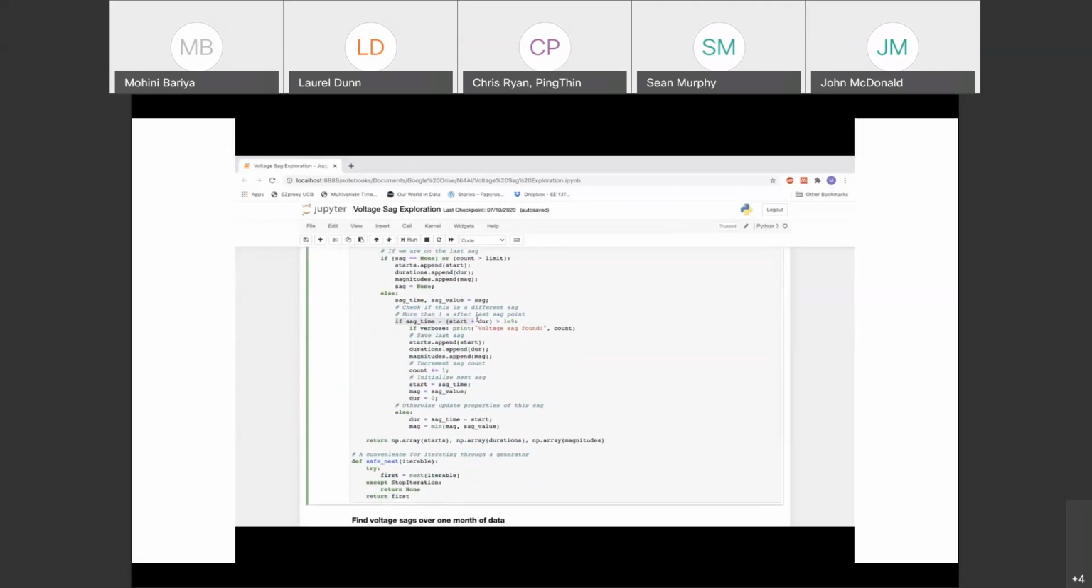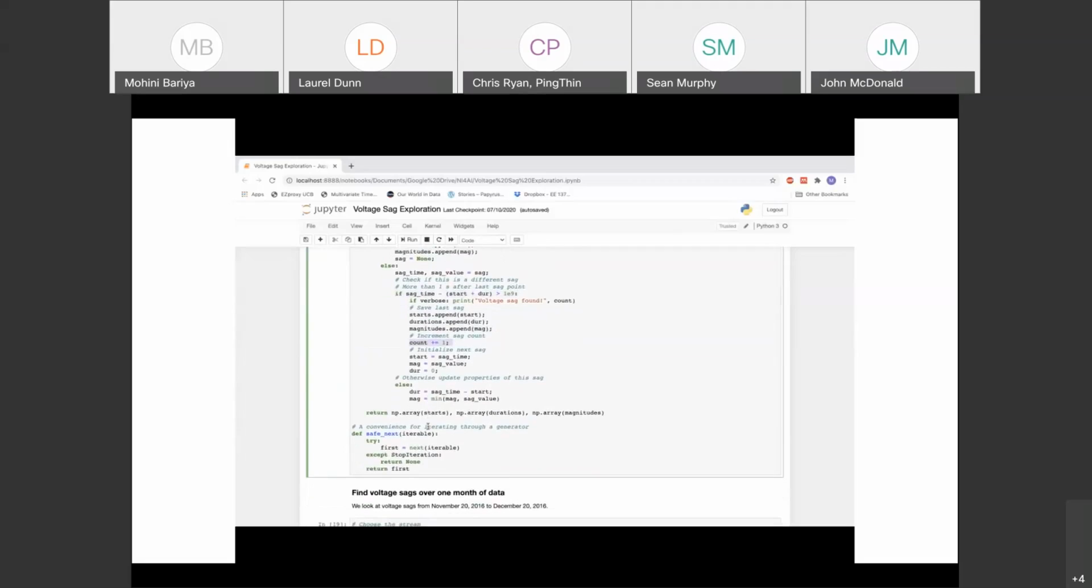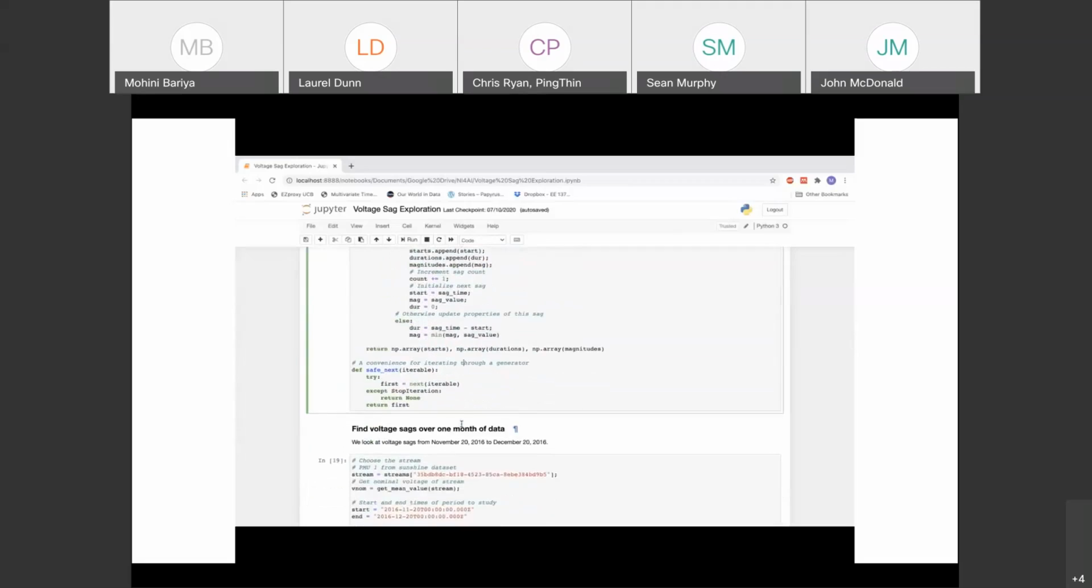So if the raw point is more than 1 second away from the last sag point, then I decide that it corresponds to a new voltage sag, and I store the summary of the previous sag and increment to start looking at a new voltage sag. And on the other hand, if the new sag point belongs to a sag that I've already seen, then I simply update my values for that sag. I increase its duration and adjust its magnitude.